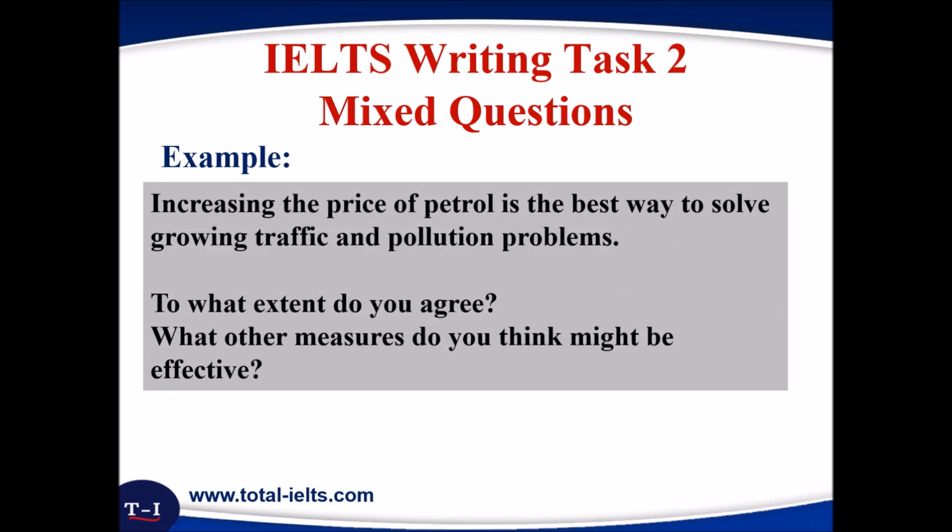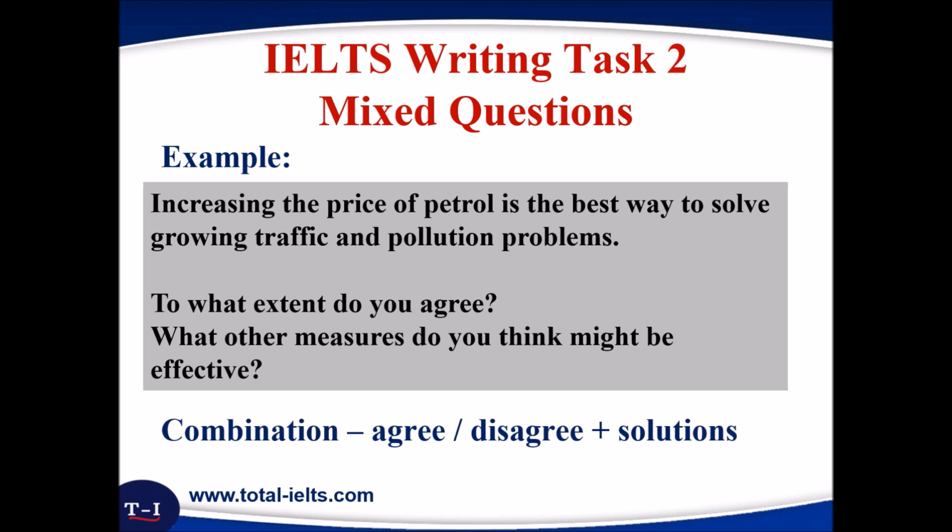And another example. Increasing the price of petrol is the best way to solve growing traffic and pollution problems. To what extent do you agree? What other measures do you think might be effective? Here we have a combination of agree or disagree type plus solutions.